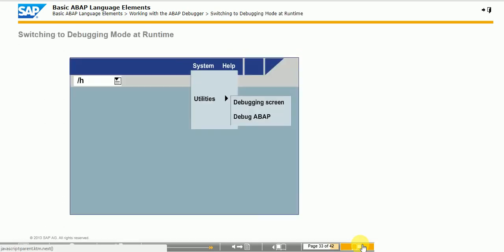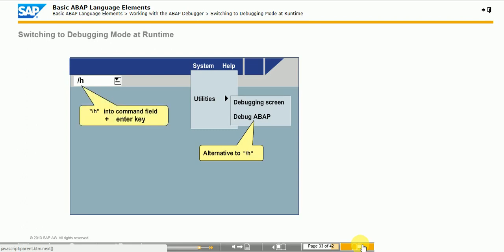If you want to debug a certain function of a program, start the program without the ABAP Debugger and then switch to debug mode immediately before executing the function, for example, a push button. Ways of switching to debugging at runtime: Choose System, Utilities, Debugging ABAP or Screen. Or enter /H in the command field in the standard toolbar and press Enter.